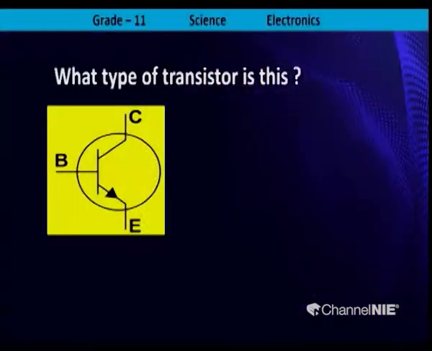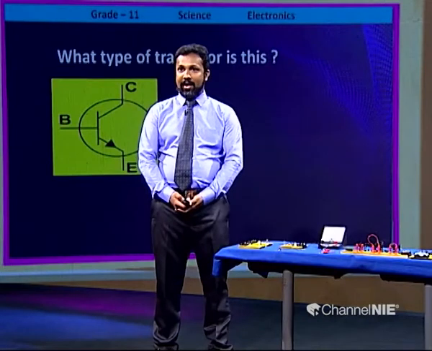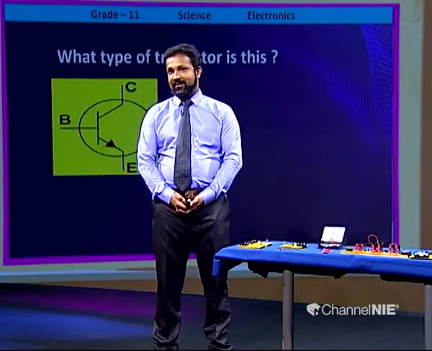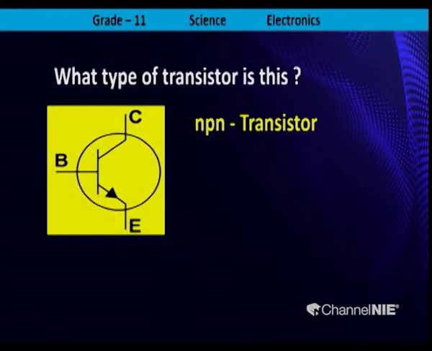Right. Now you can identify the base, collector, and emitter. If I ask you a question, what kind of transistor is shown in the picture? Is it an Npn transistor or a Pnp transistor? Now you should be able to find out the type of transistor used in the given diagram. What do you think? The arrowhead is pointed towards the emitter. So this should be an Npn transistor.